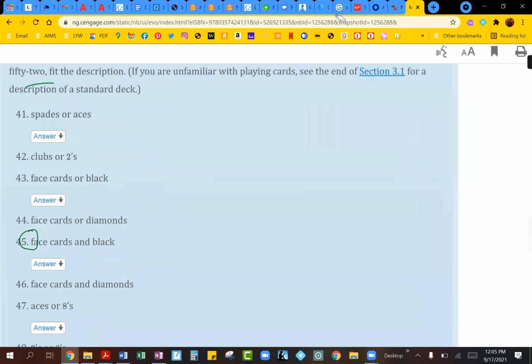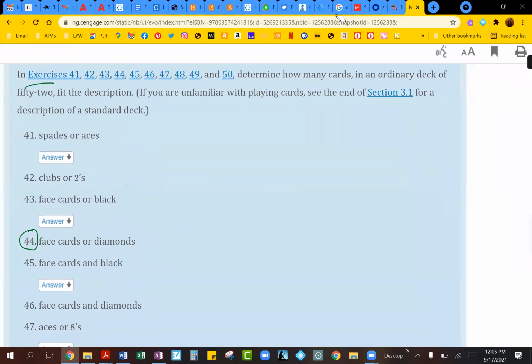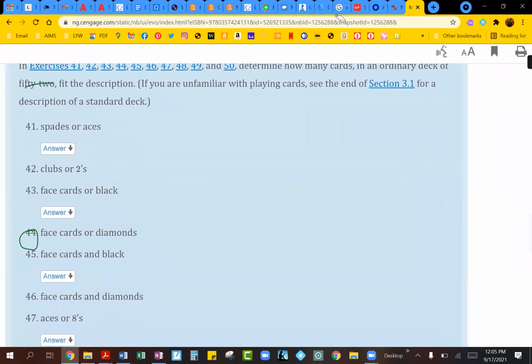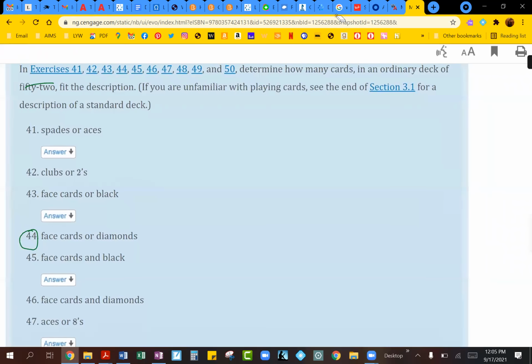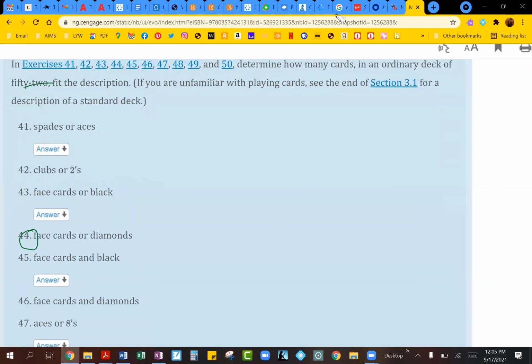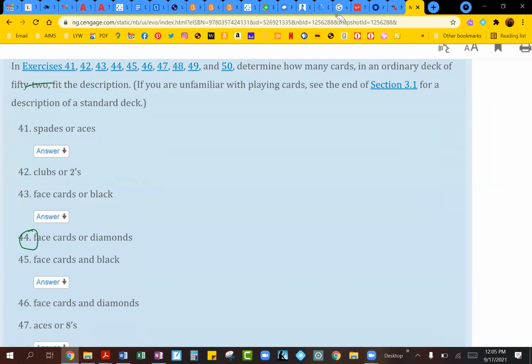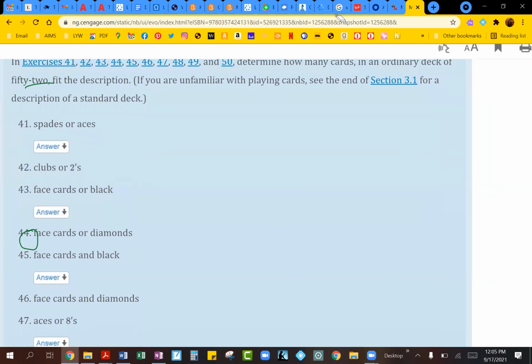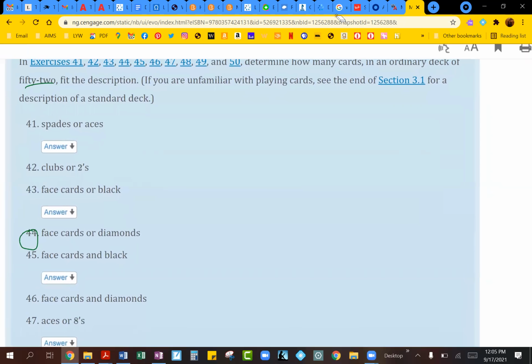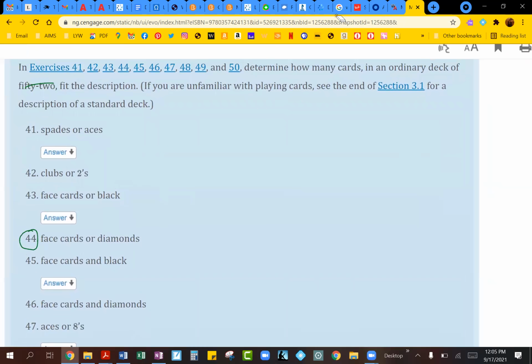So keeping those cards in mind, they want to determine how many cards in an ordinary deck of 52 cards will you come up with for this description.